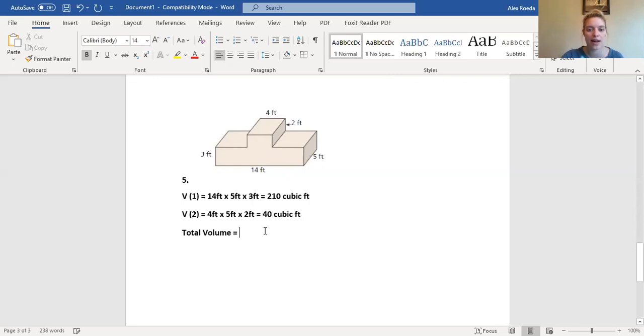All right, now moving on to my last and final step. Now I can add those two volumes together to get the total volume. So I have 210 plus 40, and I get a value of 250 cubic feet. Please make sure you have that unit of cubic feet. You are still finding volume.